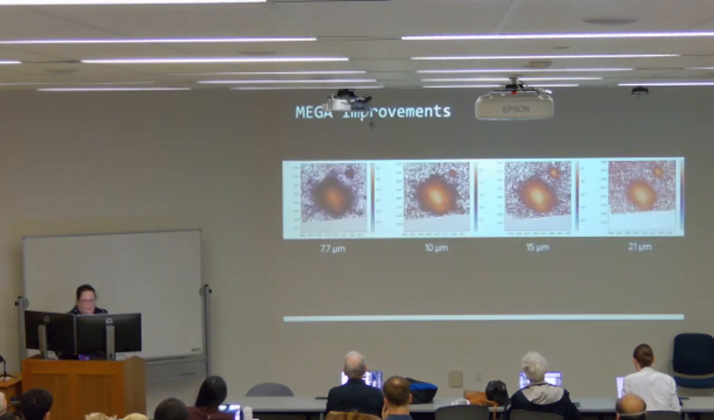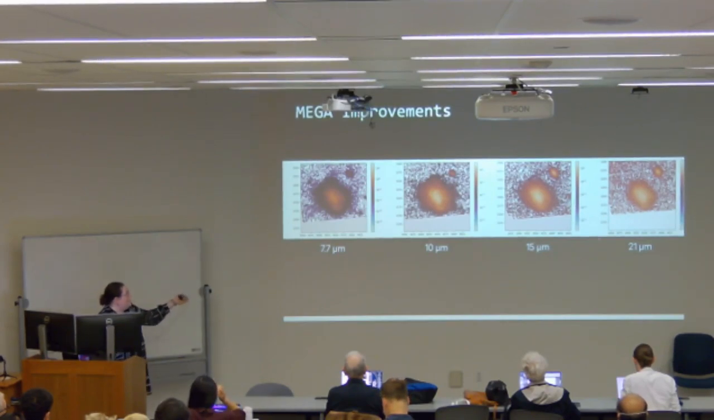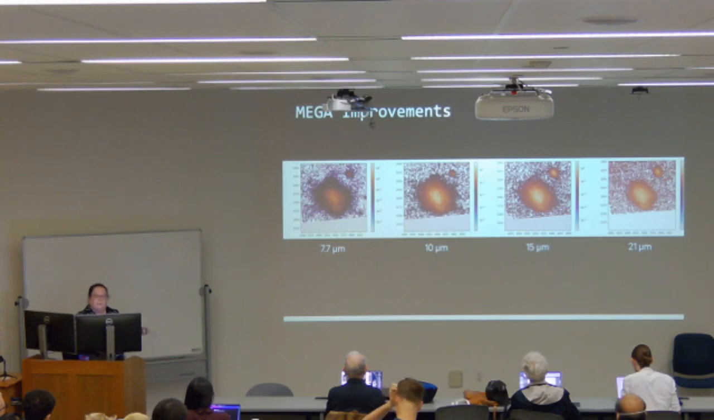And in fact, we can see spiral arms all the way out to 21 microns. So this is something, of course, that we'd never be able to do with the previous generation of infrared telescopes. And so now we will be able to trace these morphologies as they evolve in the dust as well as in the stars.